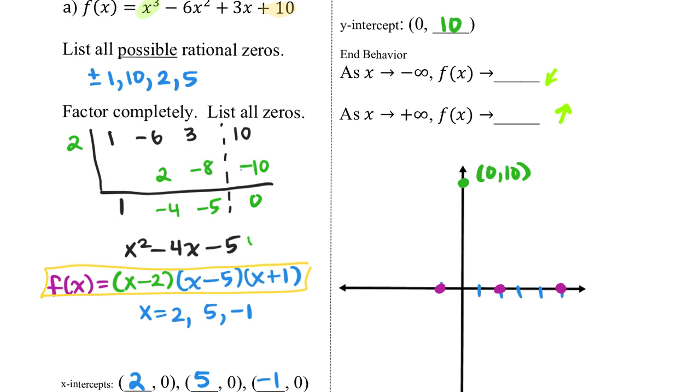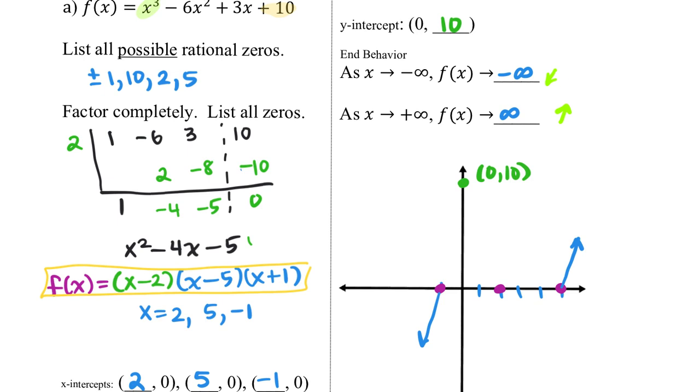So for end behavior, as x approaches negative infinity means on the left. I'm going to say the graph is going to go down. As x approaches positive infinity, that's on the right, the graph is going to go up. And I'm going to graph it. Okay, so on the left, the graph goes down. On the right, the graph goes up. Okay, let me see if I can make this work.